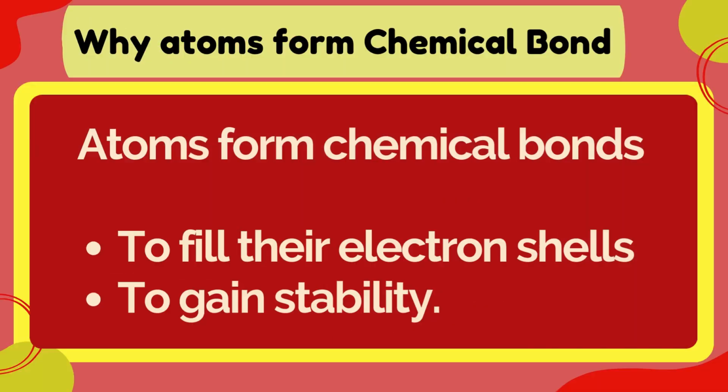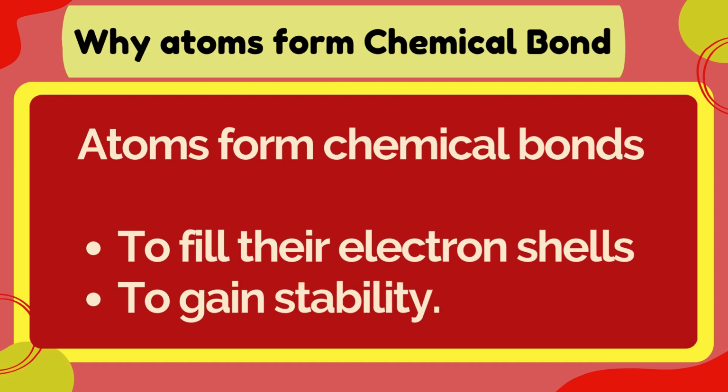We have an important question: why do atoms form chemical bonds? Atoms form chemical bonds for the following reasons. Number one, to fill their shells with electrons completely. As you have learned about the octet rule, every atom has a tendency to complete its octet, and this may be done by losing, sharing, or gaining electrons. So different types of bonding may arise.